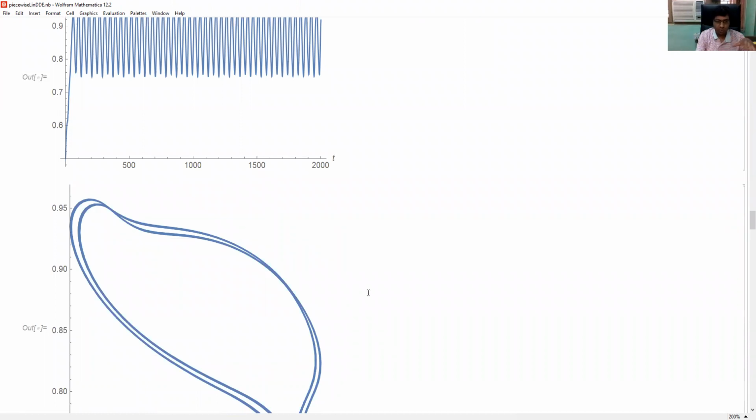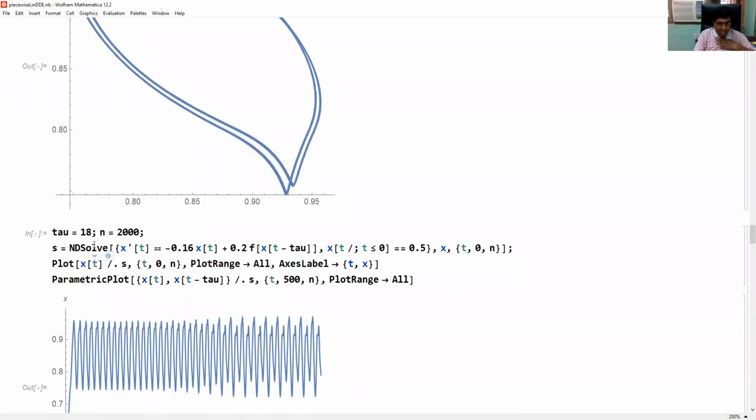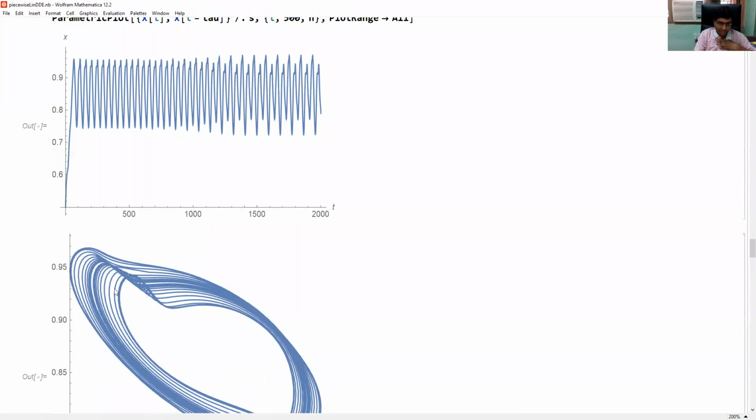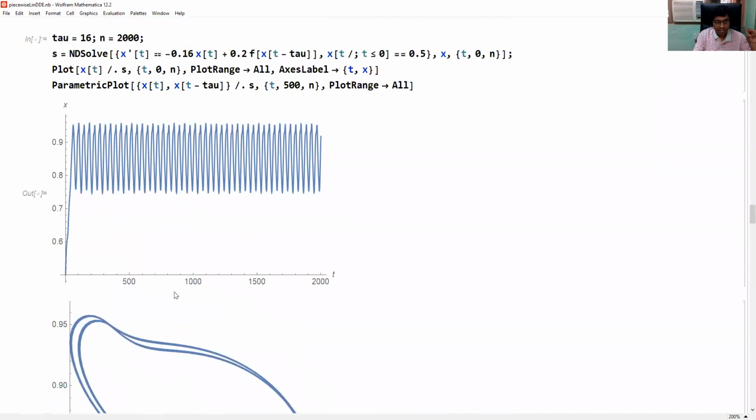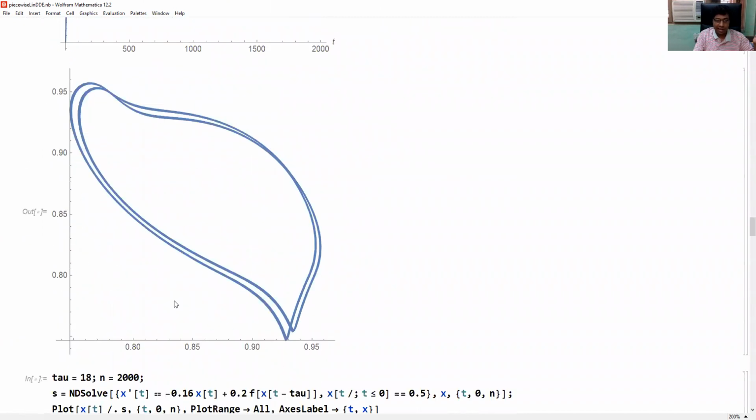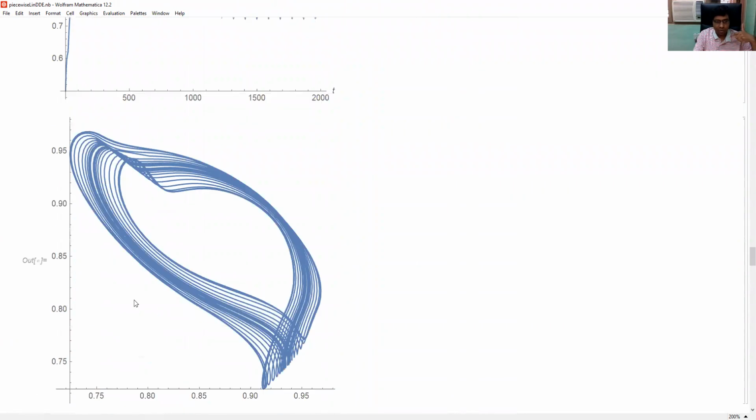Now the period is 2. It will increase. So this is 18. We are getting it like this. So it is very close to chaotic nature. In between values can be taken. So your homework is to take in between values and check whether we are getting a 4 cycle, 8 cycle, etc., and then tending to chaos.